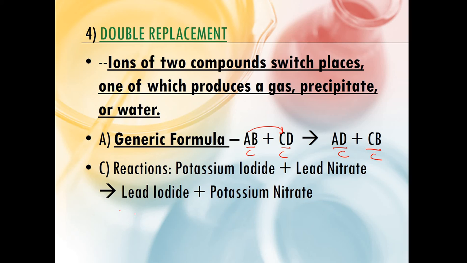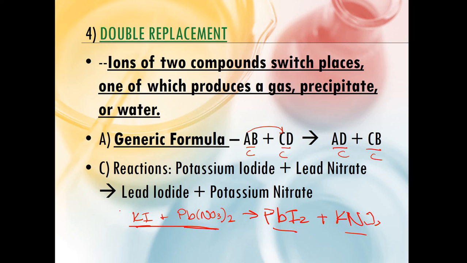Again, we have KI plus Pb(NO3)2, so lead 2 nitrate, and that gives us lead iodide, and then we're going to get potassium nitrate. So it's compound plus compound gives us compound plus compound. You should see we start with potassium iodide and lead 2 nitrate, so two compounds, and we get 2 new compounds. So that's double replacement.